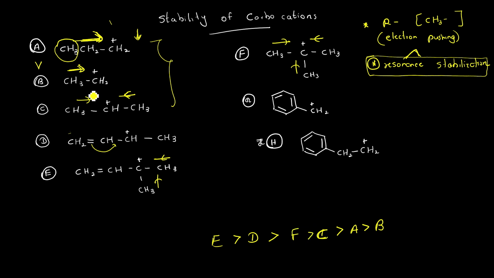It's reasonable, right? Here in C, you have 2 ways to stabilize it. Here you have 3 ways. So this has to be more stabilized than the C, right? Because it has 3 ways to stabilize the nuclear charge. Okay, so now we have come up to here.